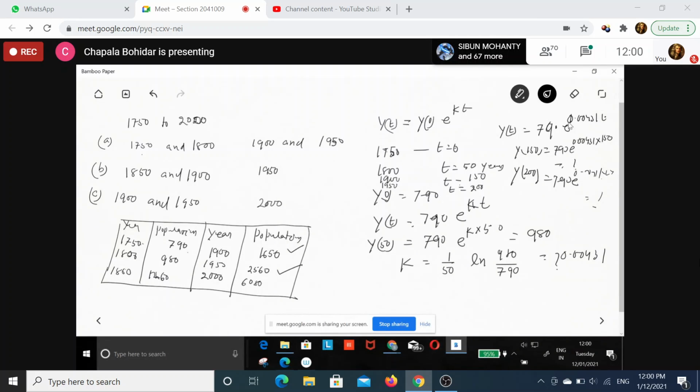Like this, you solve B and C, and this article is over. Next class we'll discuss chapter 4. Same process, B and C process are same. Okay.